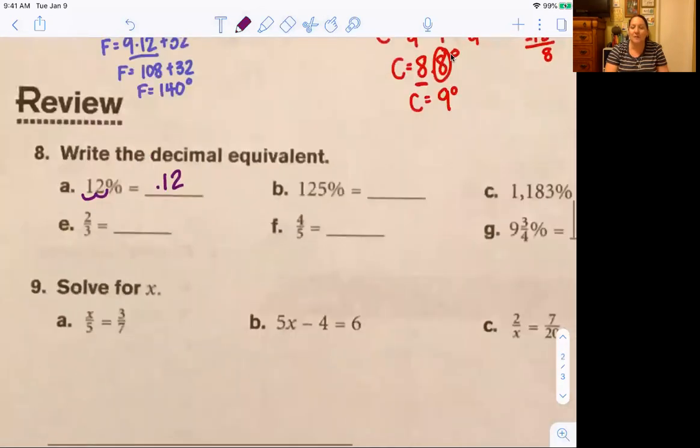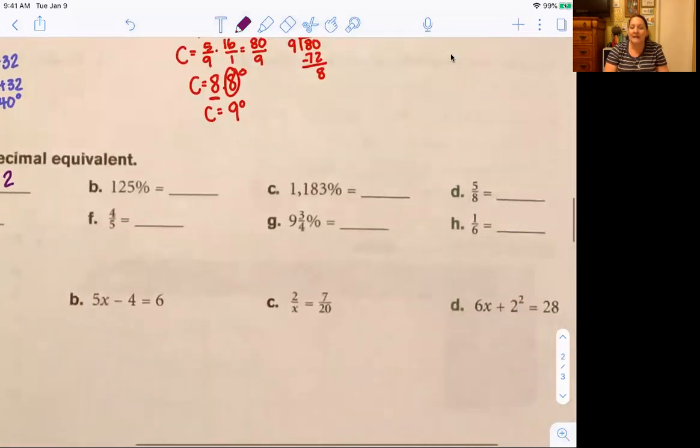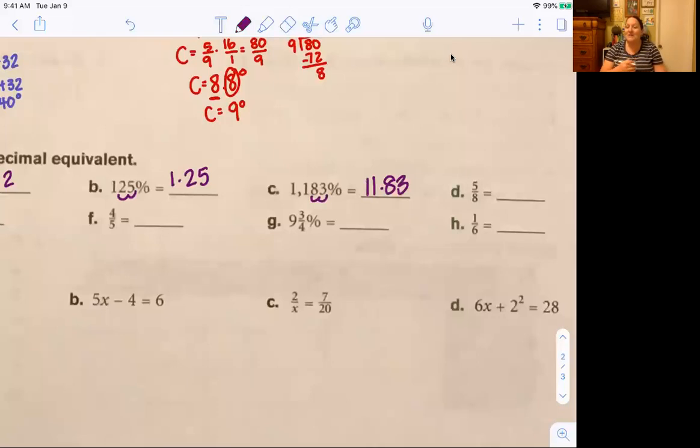I would like you to try B, C, and stop there. Try B and C. I'm going to do it here, and you just look up when you're done. You ready? So when you move your decimal, because it's over 100%, you're going to get what's called a mixed decimal. It's a whole number and a decimal. So 125% becomes 1.25, and 1,183% becomes 11.83.